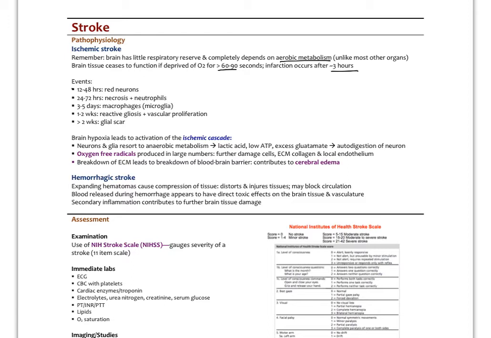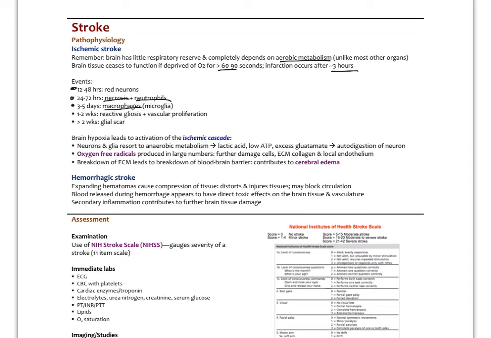So within 12 to 24 hours after a stroke, we start to see a lot of the blood in that area is now pooling in a way. And then in 24 to 72 hours, we start to see the actual necrosis. Neutrophils start to move in. And then in 3 to 5 days after the stroke, macrophages now come in, and that's usually the microglia, which are a modified macrophage as part of your neuroglia.